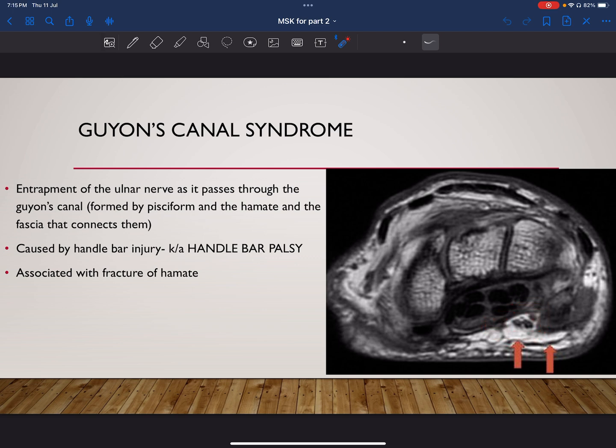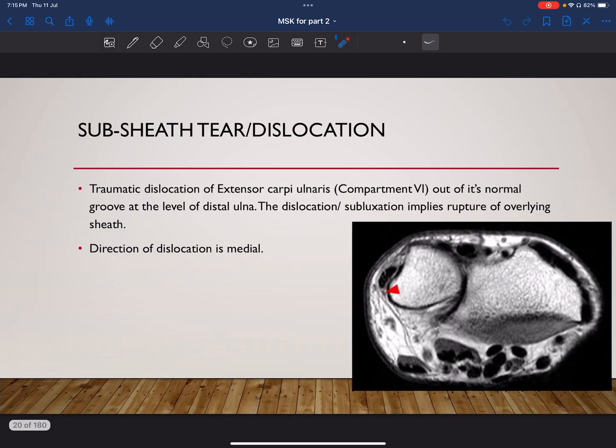Entrapment of the ulnar nerve as it passes through Guyon's canal, formed by pisiform and hamate, and the fascia that connects them. Generally caused by handlebar injury, known as handlebar palsy. Guyon canal syndrome is also known as handlebar palsy, associated with fracture of hamate. Here we can see edema in Guyon's canal.